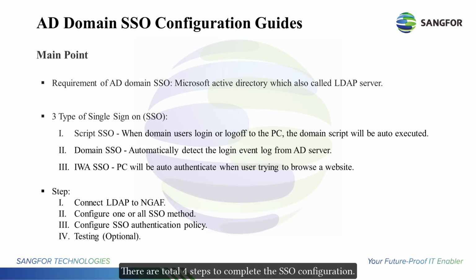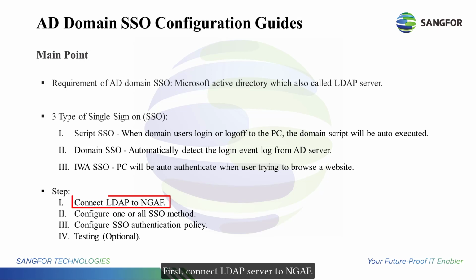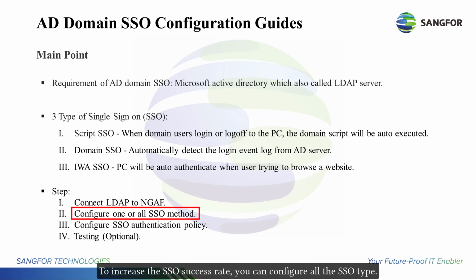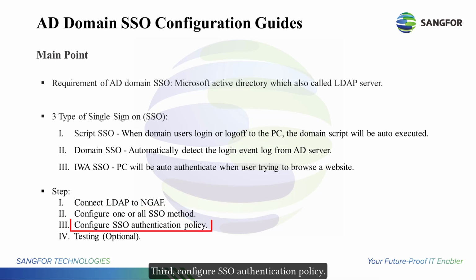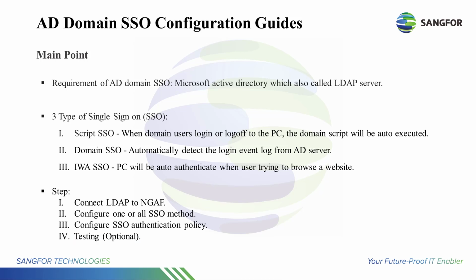There are a total of 4 steps to complete the SSO configuration. First, connect the LDAP server to NGAF. Second, configure one or all SSO methods. To increase the SSO success rate, you can configure all the SSO types. Third, configure the SSO authentication policy. Last, prepare a domain PC for testing, but this is optional.